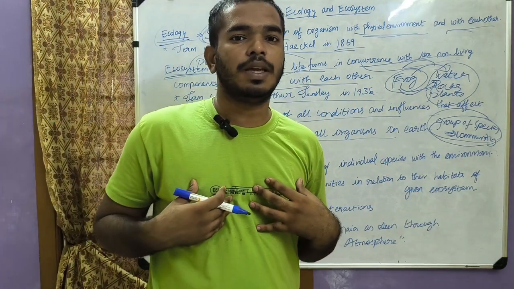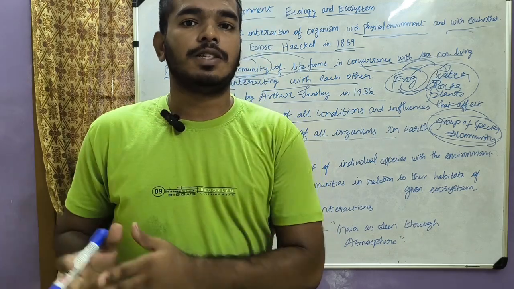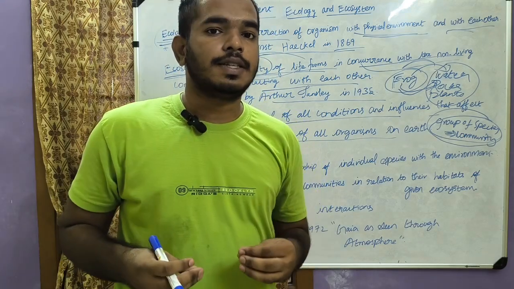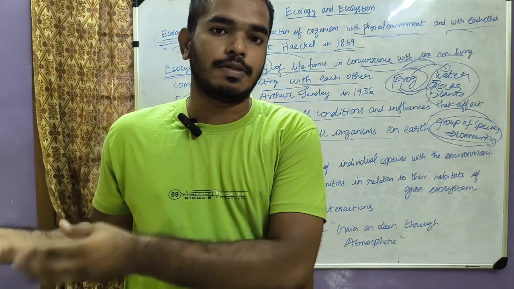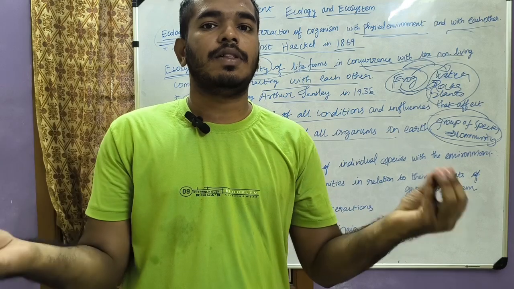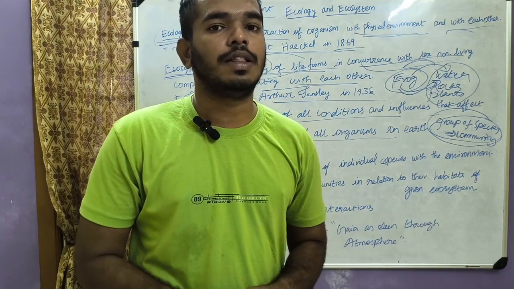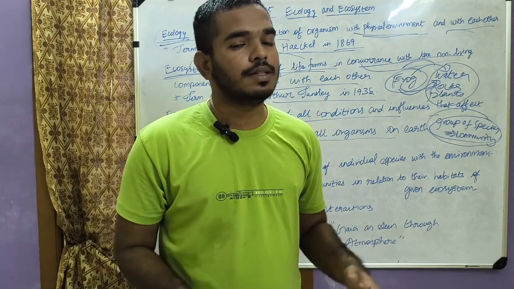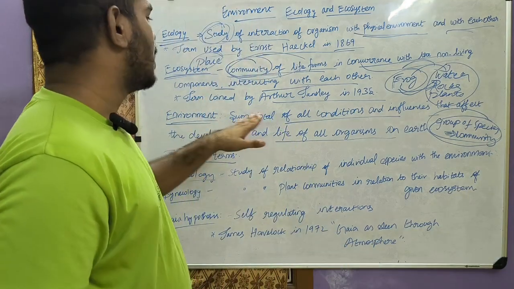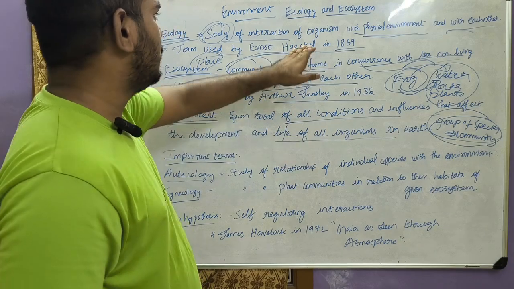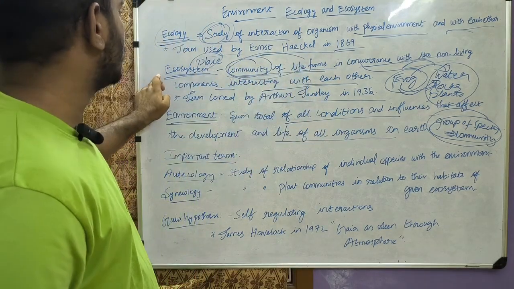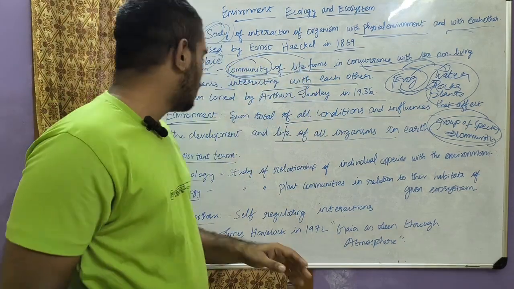Take for example, human beings interact with the animals also. Human beings interact with the non-living things also. Human beings interact with the trees, with the plants. So we are interacting with a large number of living and non-living things, and the sum total of all these conditions is known as the environment. So these are the three basic definitions of ecology, ecosystem, and environment.